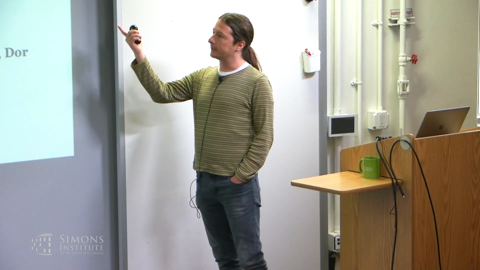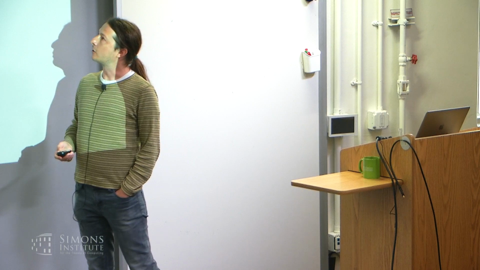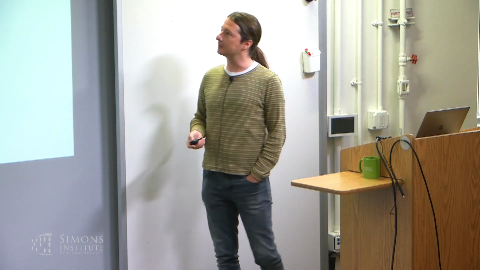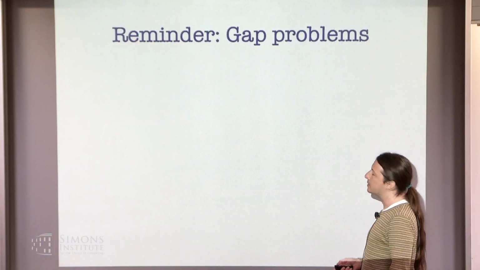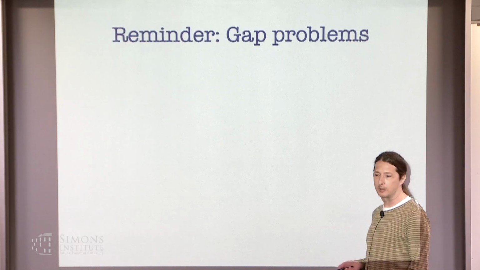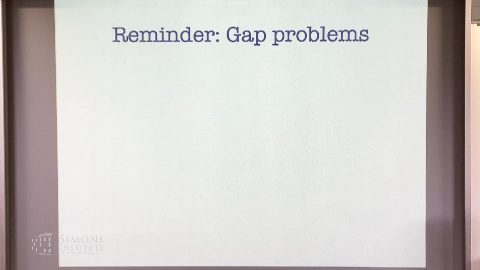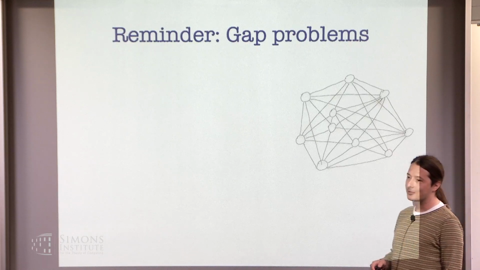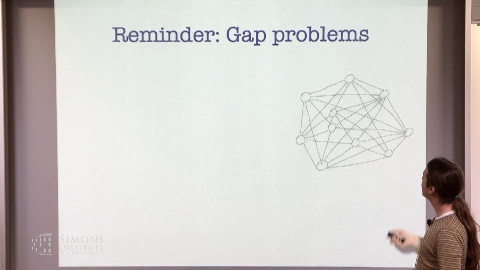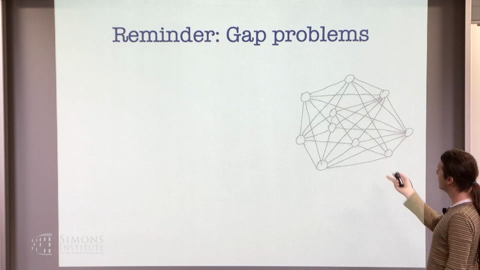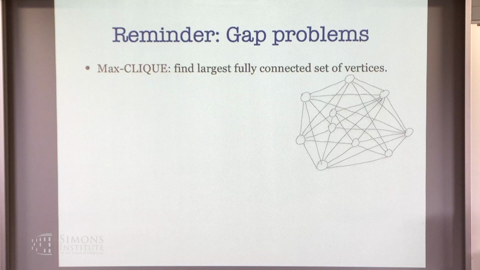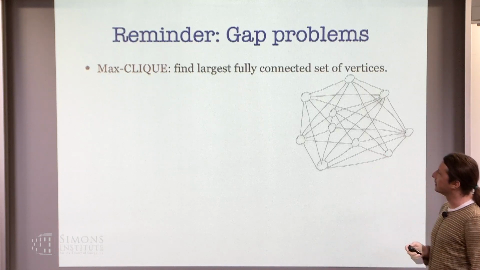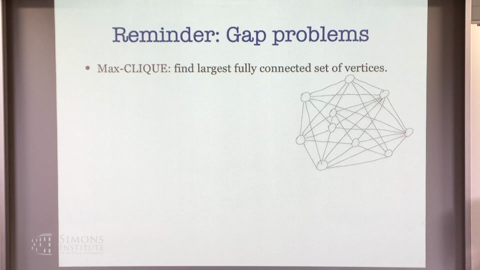Right, so I need to define these 2-to-2 games, and it all starts with gap problems. This work started when PCPs were about approximation and gap problems and not about blockchains. So it's like regular old NP problems. You have a graph, a network, and you want to find a maximal clique, a maximal fully connected set of vertices.